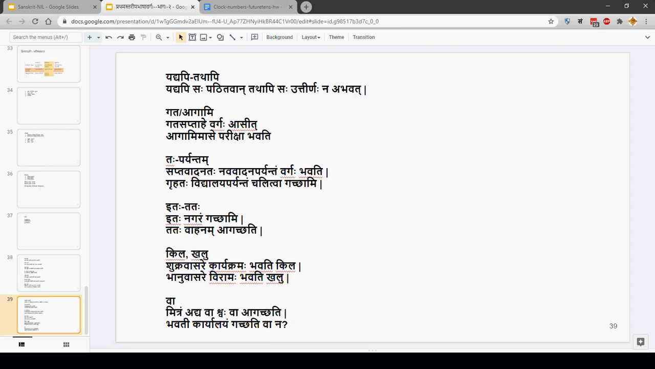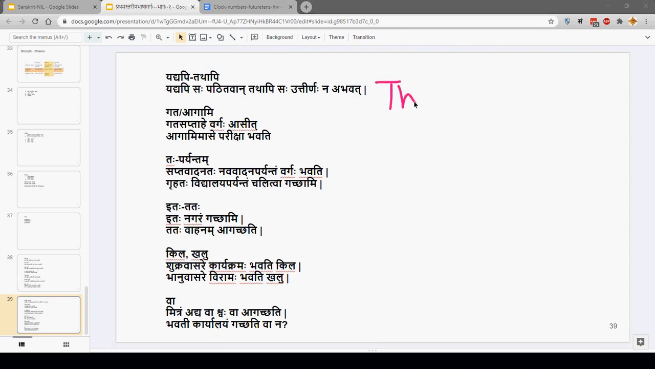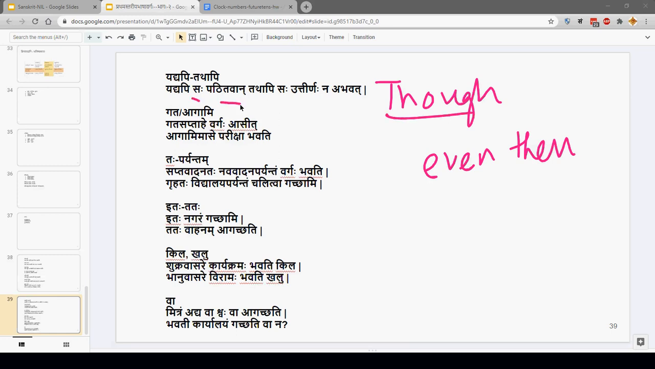Go to the last slide. So these are also, many of them are pairs here. Yadyapi tathapi, the next pair. So this is a pair like though, even then. So udaharanam, yadyapi sah pathitavan tathapi sah uttirnah na bhavat. That means though he read, pathitavan we know, that is bhutakala. Though he read, tathapi, even then, sah uttirnah na bhavat. He did not pass. Uttirna we know, pass. Right? Na bhavat. He did not pass.